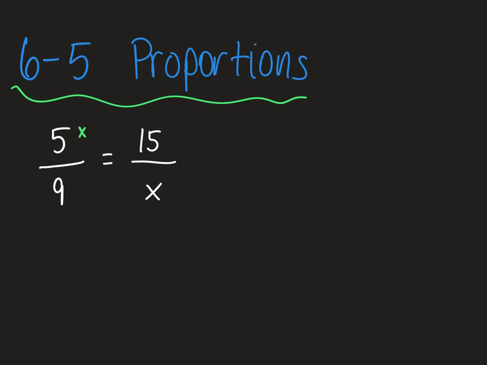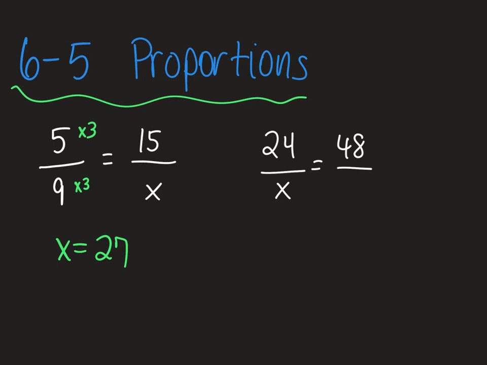Well, the first thing that comes to my mind is that I could do 5 times 3 to make 15, so I could do the same pattern on the bottom, and x would be 27. Okay, so it's just as simple as making patterns. Maybe I have 24 over x equals, let's go 48 over 82.